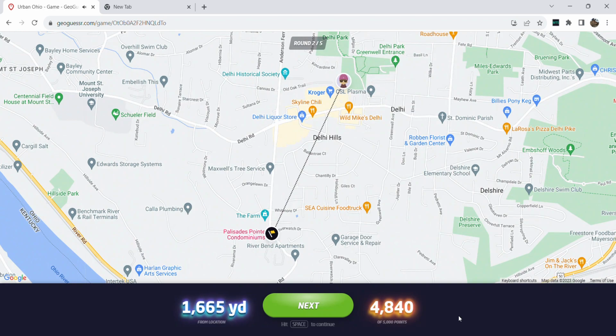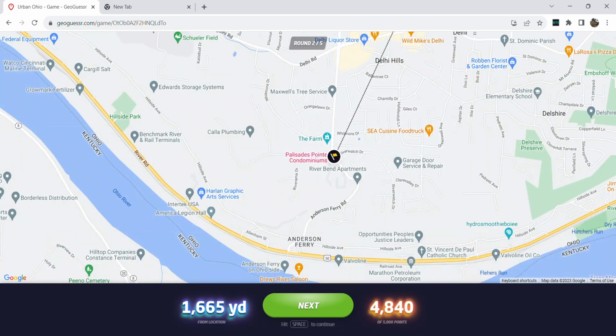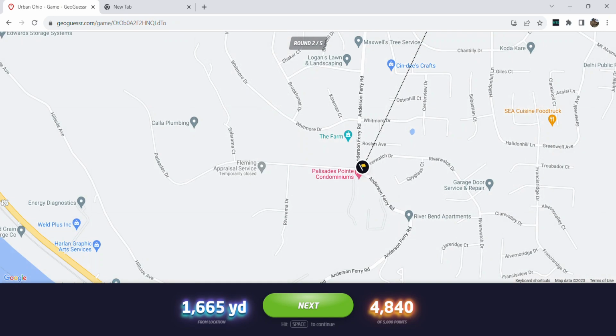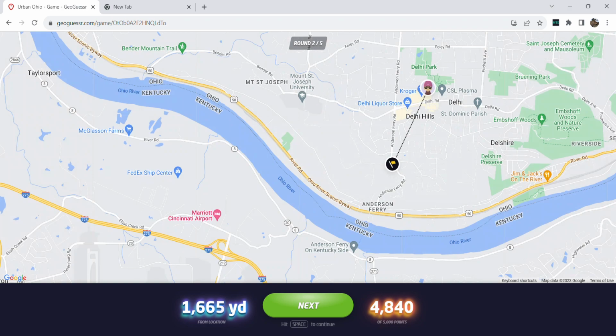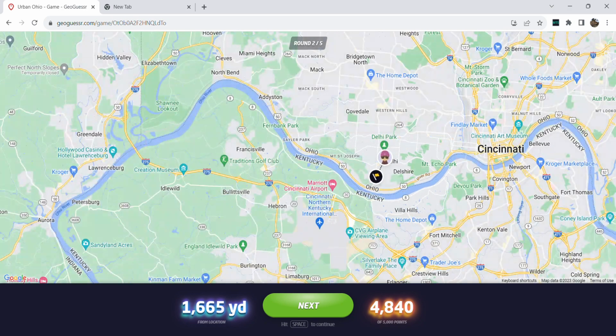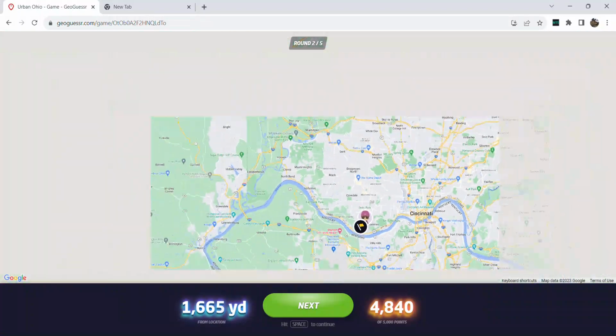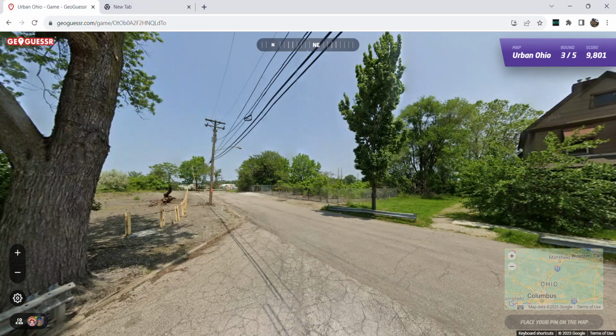Awesome. We were in Delhi. Nice. So right on the way to Anderson Ferry. There's Palisades Point's condominium. Like, I was here. I was looking at Anderson Ferry Road. Yeah, just Palisades Drive, Riverwatch. I couldn't tell that that was Anderson Ferry Road right in front of us. But, well, no moving, blind guess, 1,600 yards away. Delhi, Western Hills, Cincinnati. Pretty happy with that. Wow. Round 3.